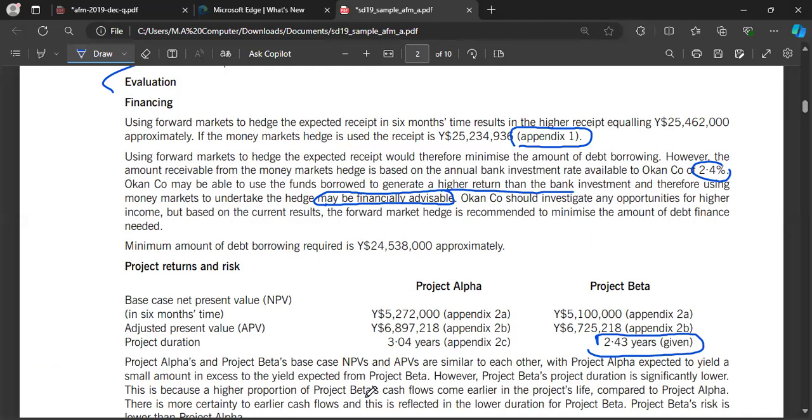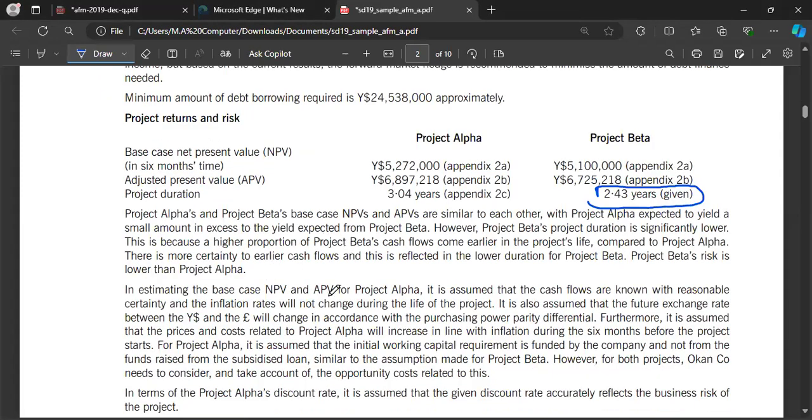Now, guys, this is because a higher proportion of beta's cash flows come in the earlier years compared to project alpha. There is more certainty to earlier cash flows, and this is reflected in the lower duration of project beta. Project beta's risk is lower than project alpha because that project is recovering its cash flow soon. That's why its duration is coming lower.